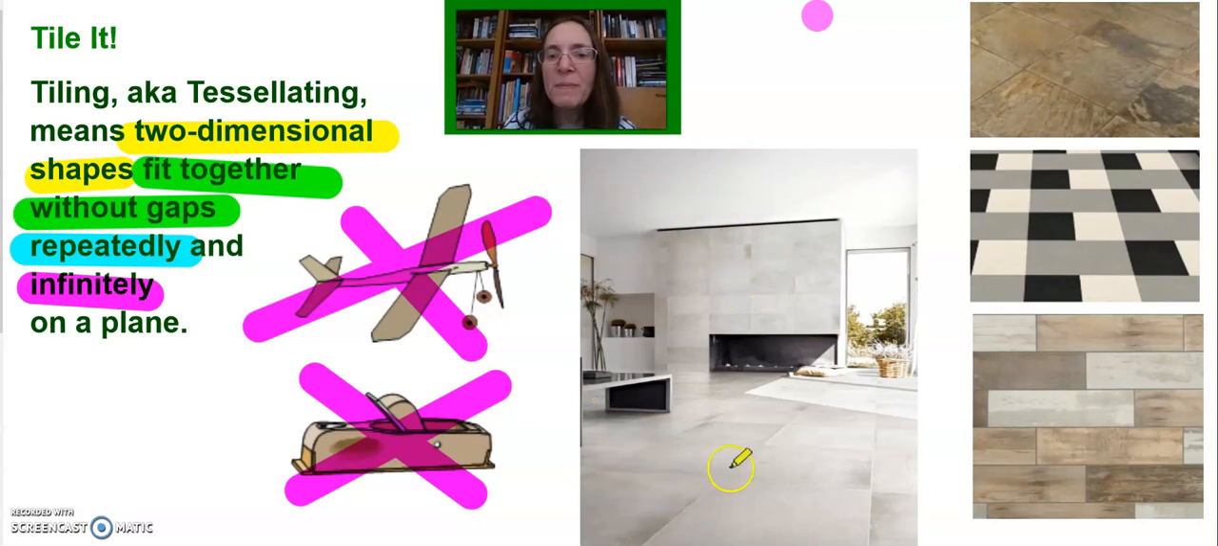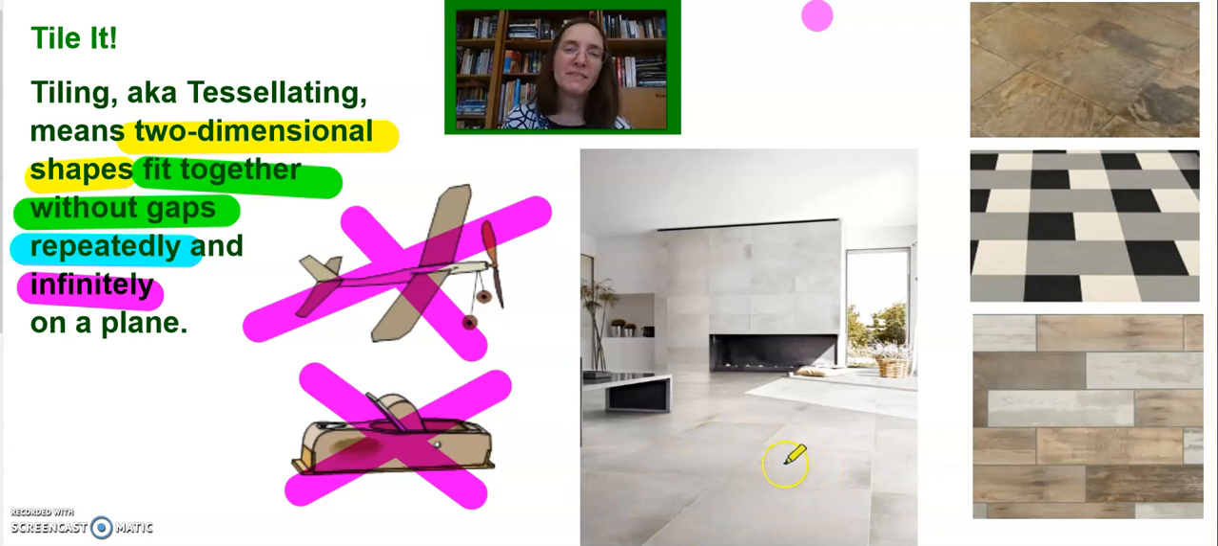And you can see there's maybe a little bit of stuff in between them. That's called grout. But if we didn't have grout, that's really to take care of imperfections and to help the tiles stick where they're going. And so if we didn't have grout, these tiles are two-dimensional, fitting together without gaps, repeatedly, and infinitely. Which means that if this floor went on forever and ever, we could use one kind of tiles.